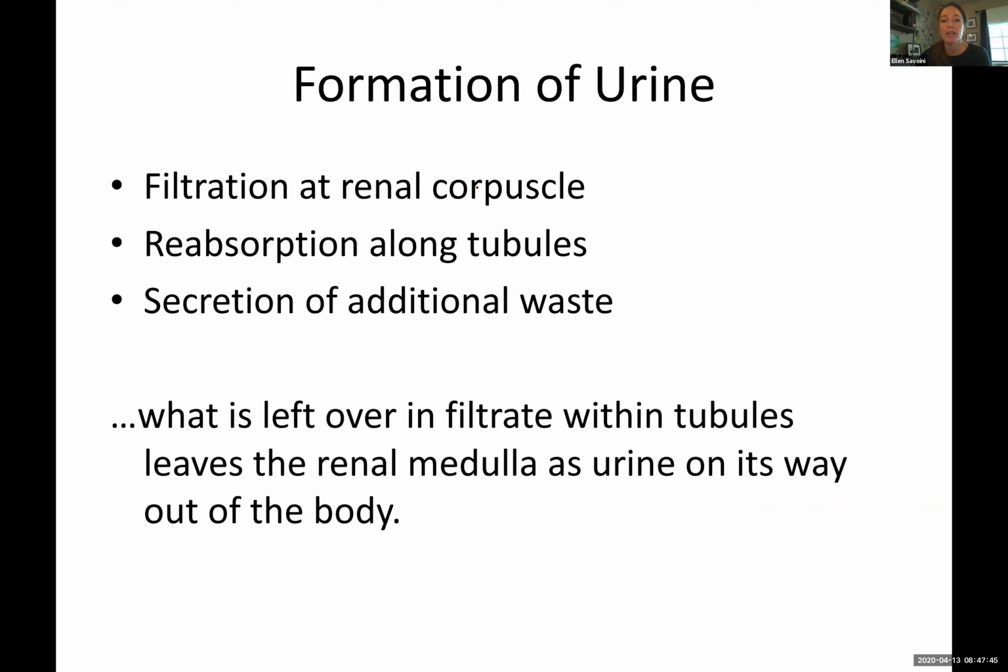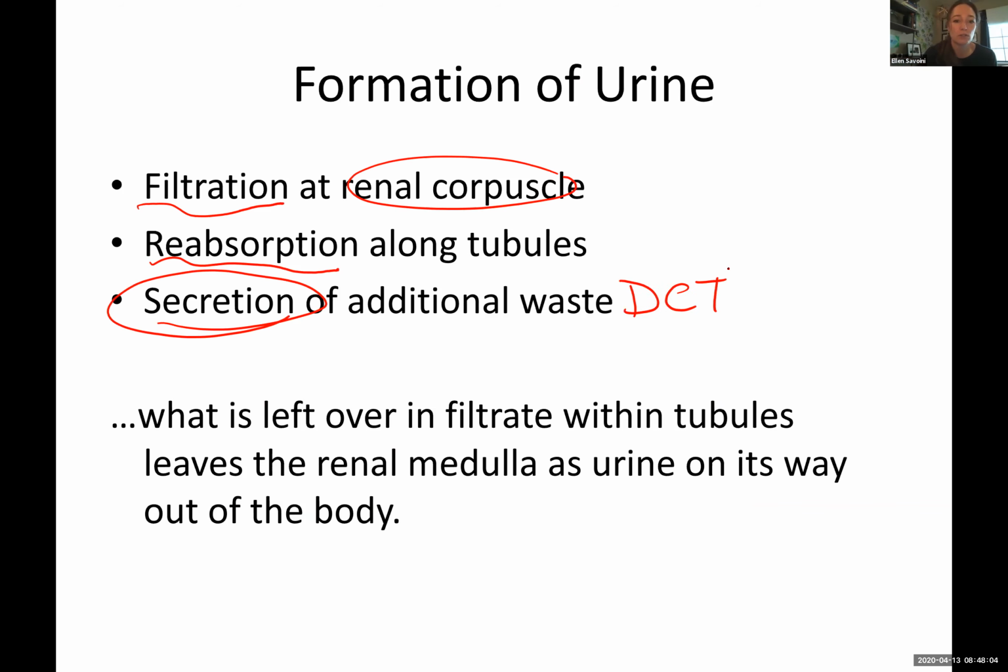Okay, so we have the formation of urine. We remember we do filtration at the renal corpuscle, reabsorption along the tubules, mostly the proximal convoluted tubule. We get extra water back up the loop of Henle, and then finally secretion in the distal convoluted tubule. So the leftover stuff in the filtrate becomes urine.